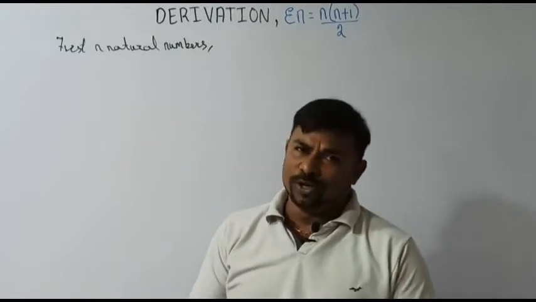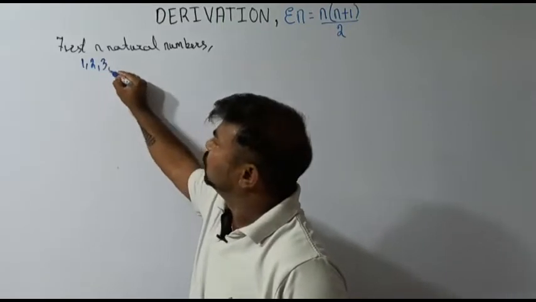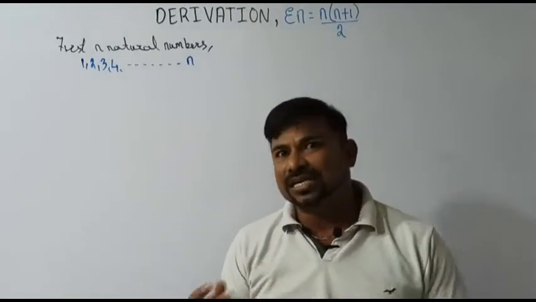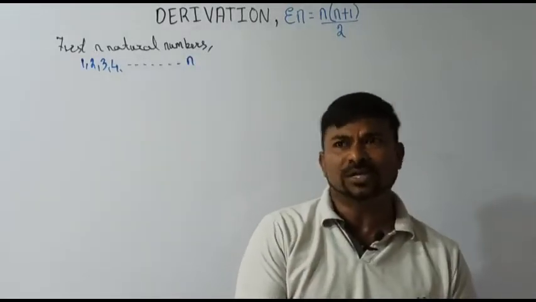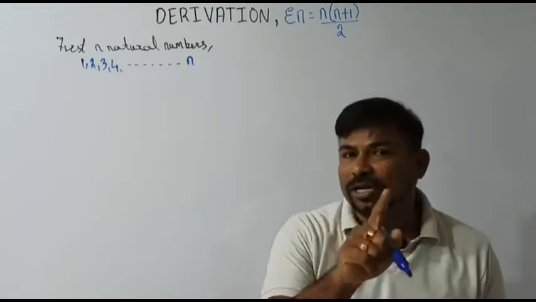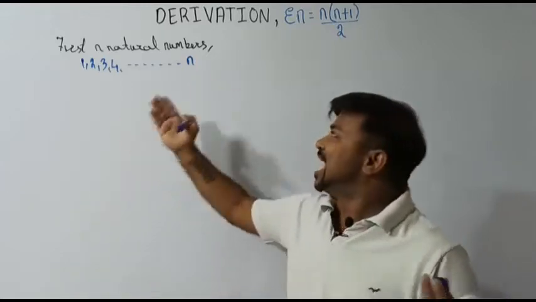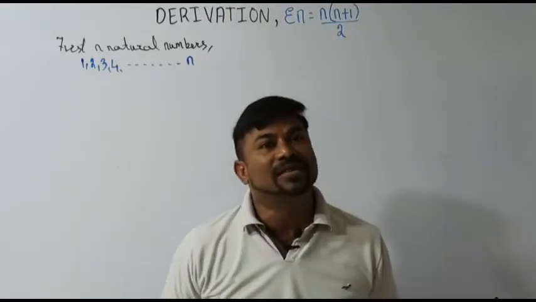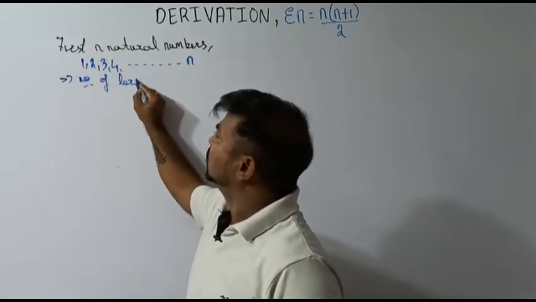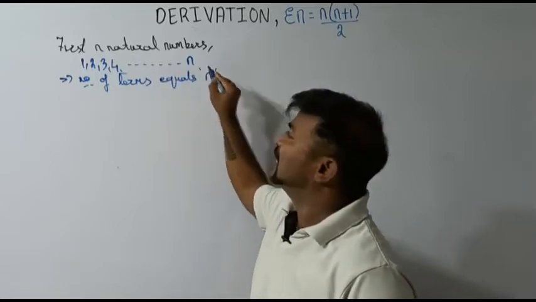Obviously we know the first n natural numbers start from 1, so we take 1, 2, 3, 4 and so on, till n. As he is asking us to find the sum of the first n natural numbers, we have taken the first n natural numbers. But the main tricky part: how many numbers are there? Of course, by seeing this, we can say the last number is n. Therefore, n numbers are there. So the number of terms, we have to remember this, is n.